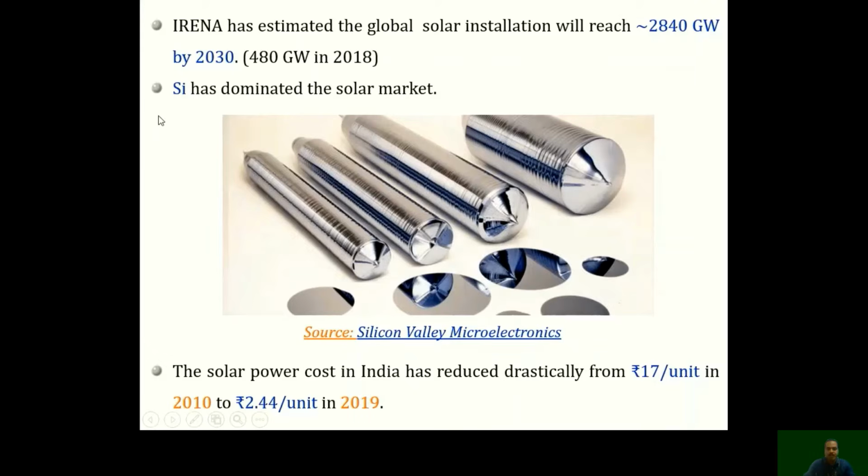And what is the material that is mostly used for solar cell panels? It is silicon. Here is the picture of silicon ingots and silicon wafers. And what is the cost of the solar cell or solar panel? The solar power cost in India is around 2.5 rupees per unit as per 2019 data, whereas it was around 17 rupees per unit in 2010. So we can see a drastic reduction in the solar power cost in the country. This is a brief significance of the experiment.